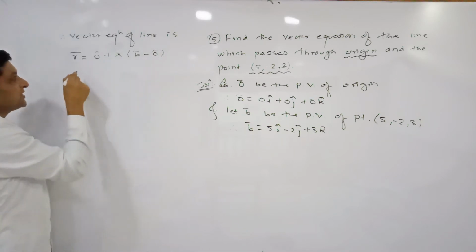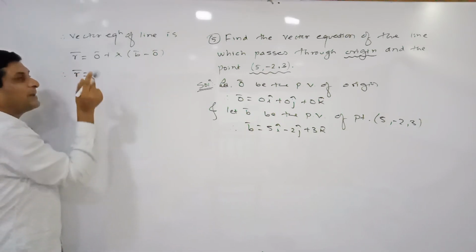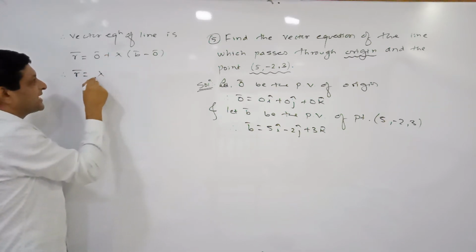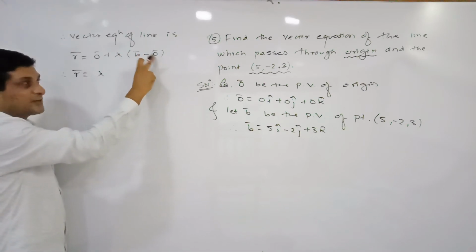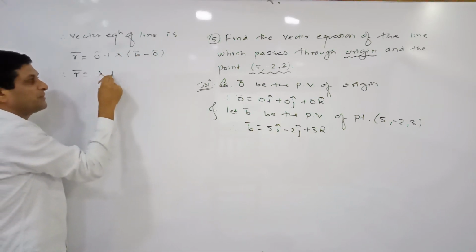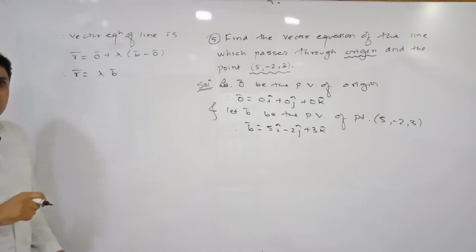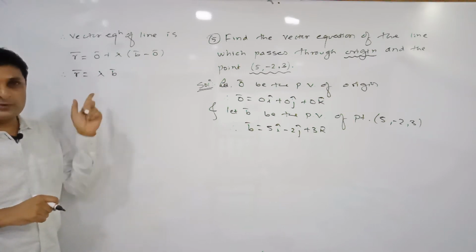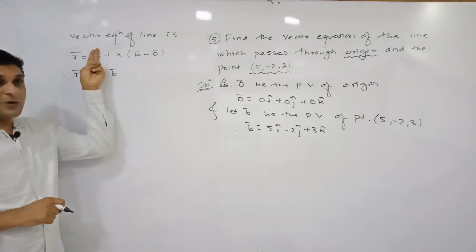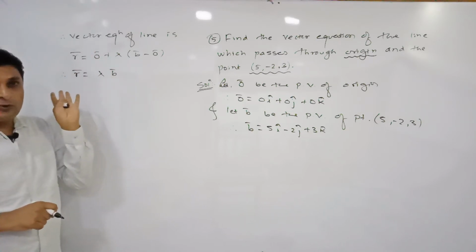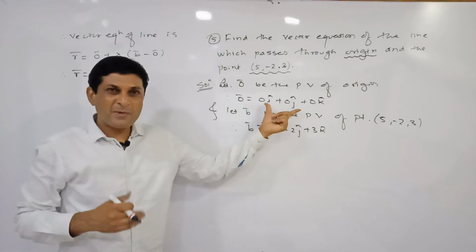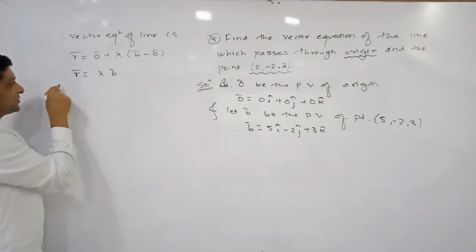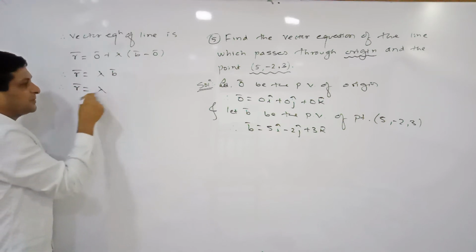And here also I am replacing A bar by O bar. Therefore r bar is equal to, O bar is the 0 vector, so it is not necessary to write it. Lambda keep as it is, and here also O bar is the 0 vector, so B bar minus O bar will be equal to B bar. In this way our required equation of line becomes r bar is equal to lambda B bar. Now the remaining part is just to substitute the value of B bar. Hope you have understood why we are not writing O bar: the value of O bar is 0 i plus 0 j plus 0 k, it is the 0 vector, so it is not necessary to write it. So r bar will be equal to lambda, keep as it is.